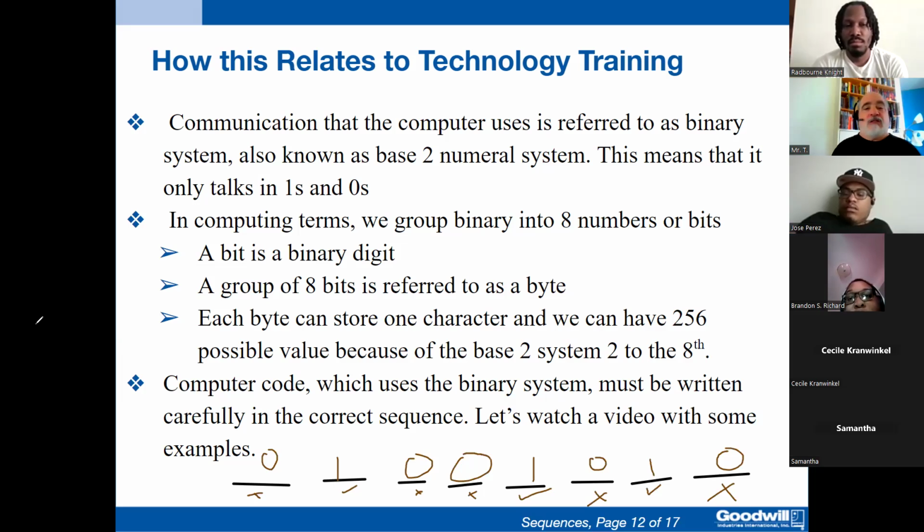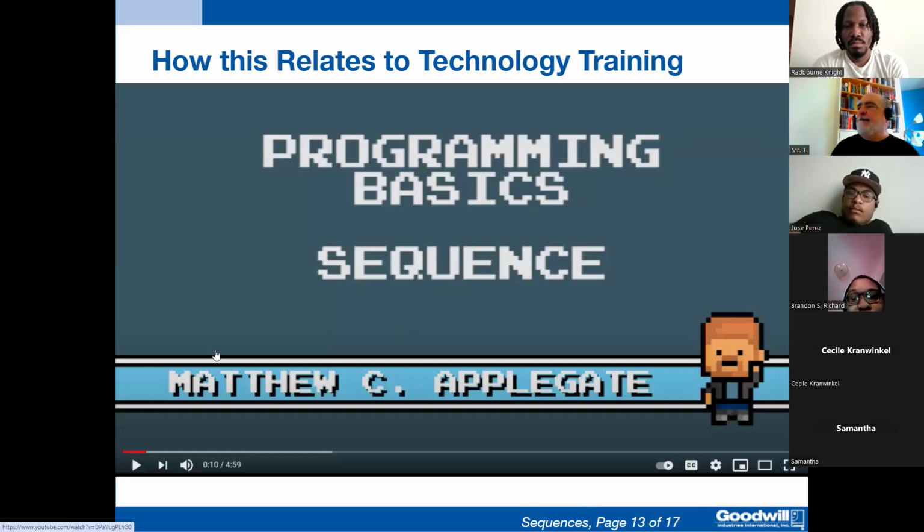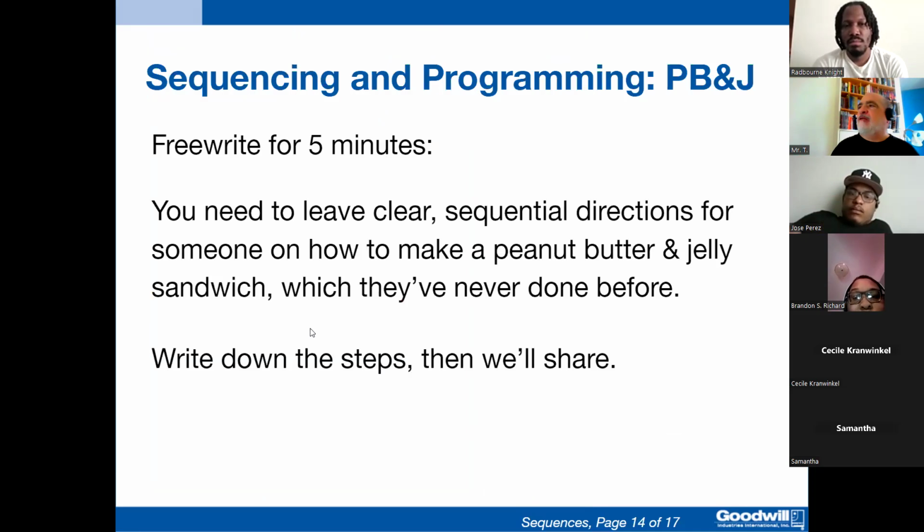Okay, so a bit is either 0 or 1. 8 bits together is a byte, also called an octet, and that can stand for numbers, letters, characters, etc. Okay, I think I'm going to skip this slide.